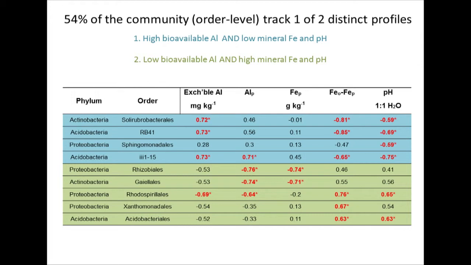This is a table showing the correlation coefficients between the orders and the particular chemical parameter. So there you have your forms of available aluminum, and there's your available iron, and then there's your pH. So the two chemical profiles are, you have high bioavailable aluminum, low pH, and low amounts of bioavailable iron. And then the second pool is the inverse of that. You have low bioavailable aluminum.